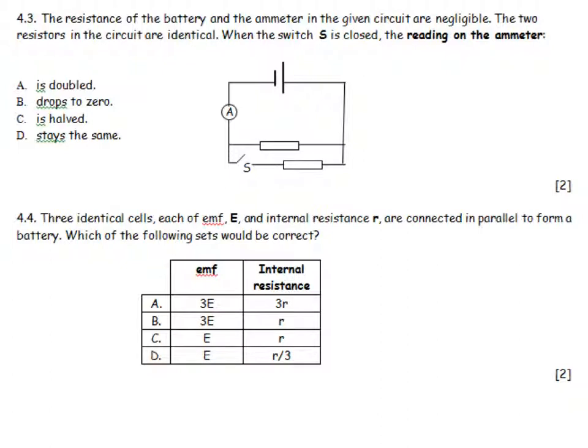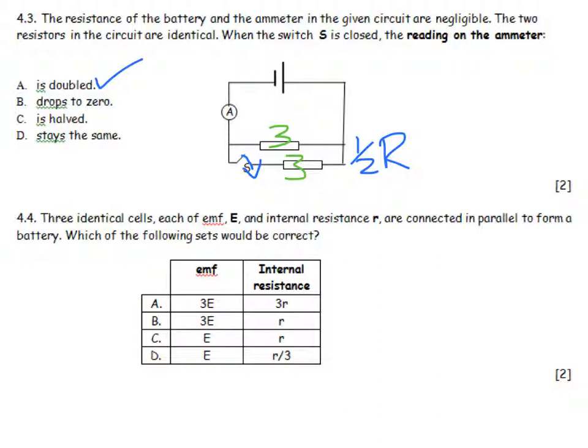The resistance of the battery and the ammeter is given as negligible. The 2 resistors in the circuit are identical. As soon as I close that switch over there, I am going to land up with half of the resistance of what I used to have, and therefore I'm going to land up with double the current. Again, might be handy to stick some numbers in over here.